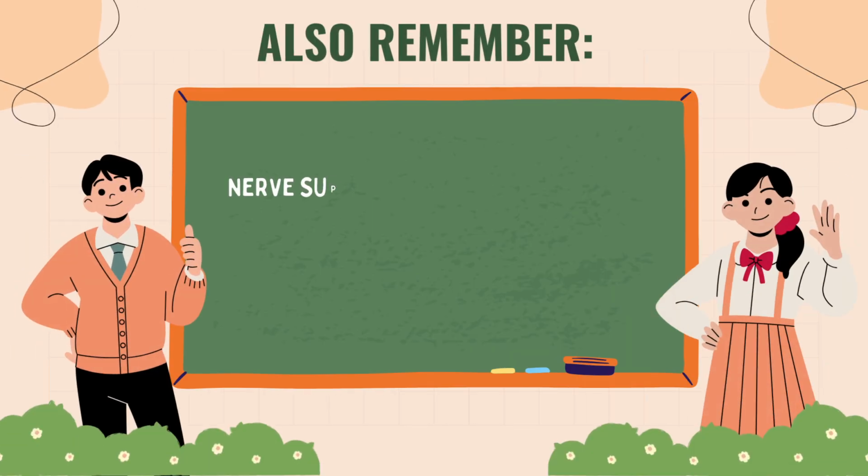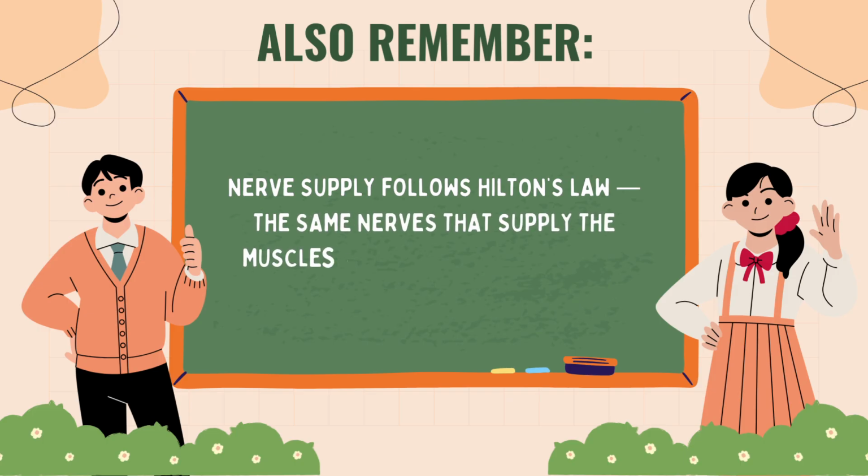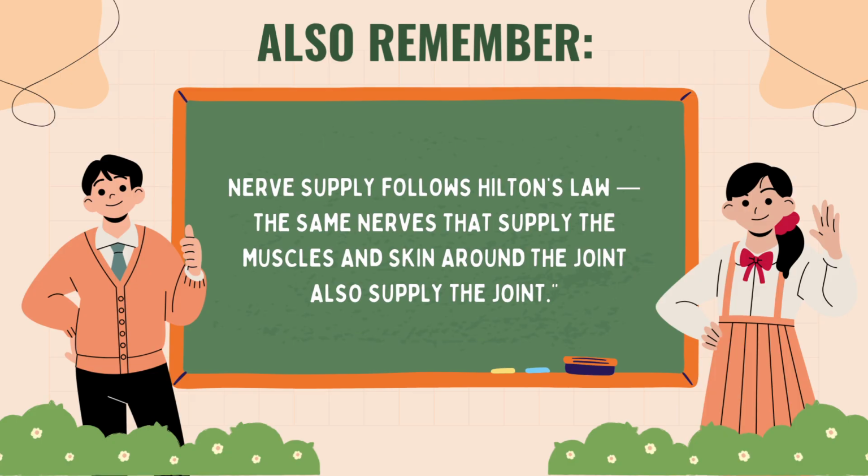Also remember, blood supply is through vascular anastomosis. Nerve supply follows Hilton's law. The same nerves that supply the muscles and skin around the joint also supply the joint.